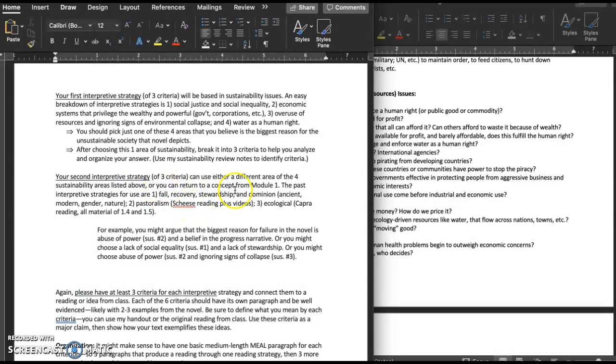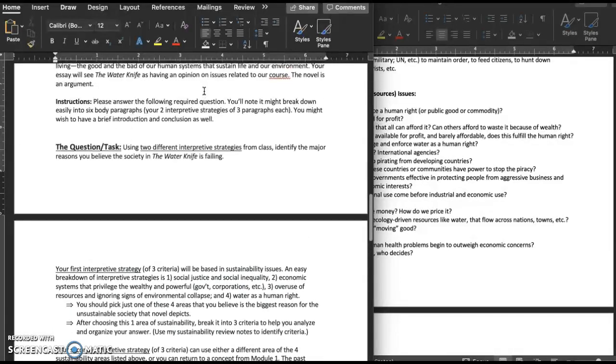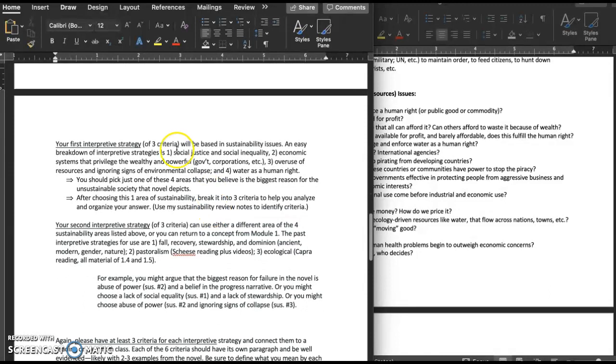And here you can either go with another sustainability strategy. So you might say, okay, first I think this world in The Water Knife is going wrong because people are abusing power. And that's your first three paragraphs in here. And then for the next interpretive strategy, you might go back to this and say, maybe it's ignoring signs of environmental collapse, or maybe it's social justice issues.